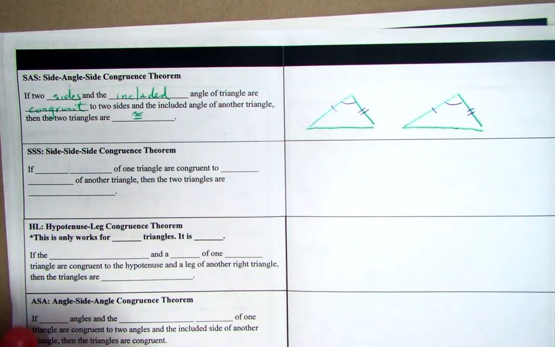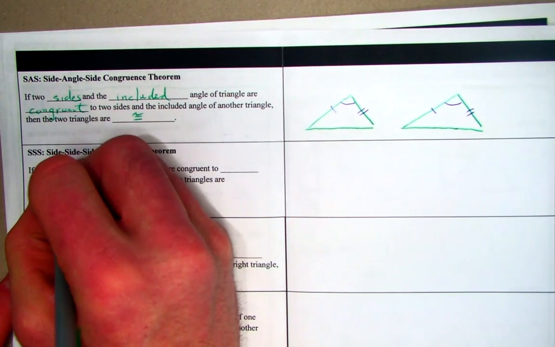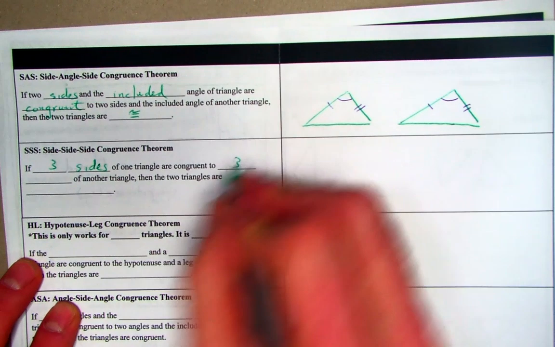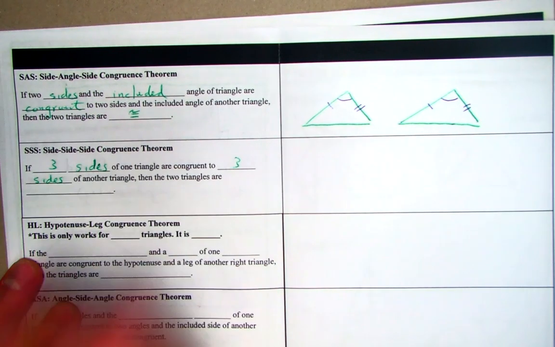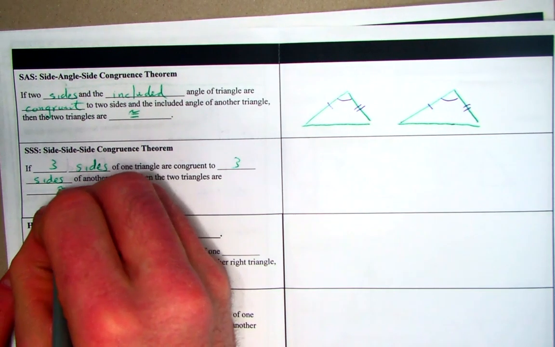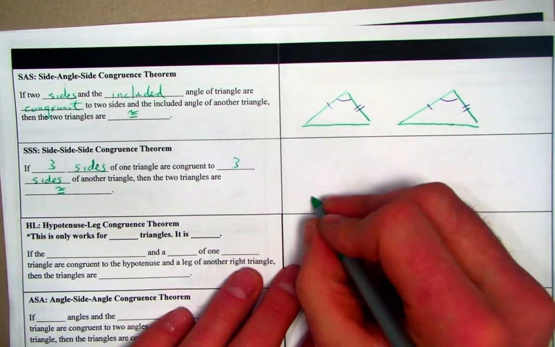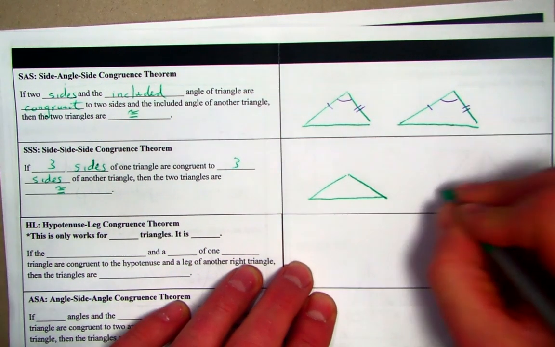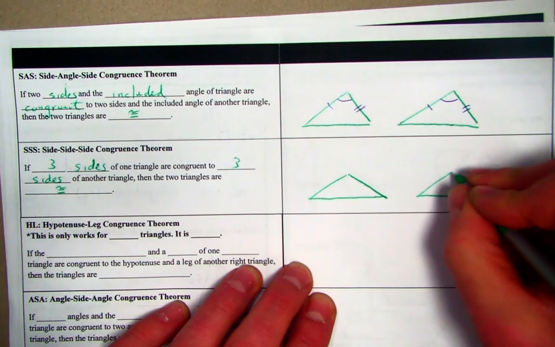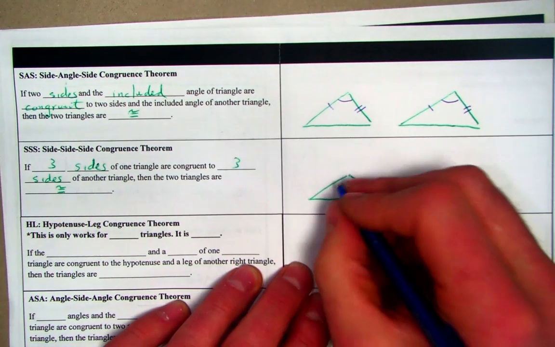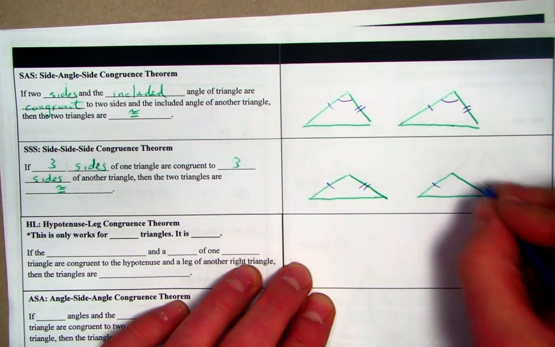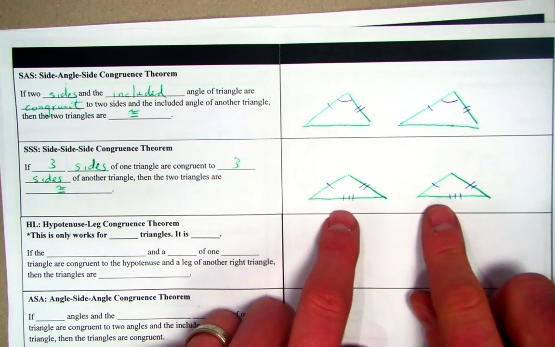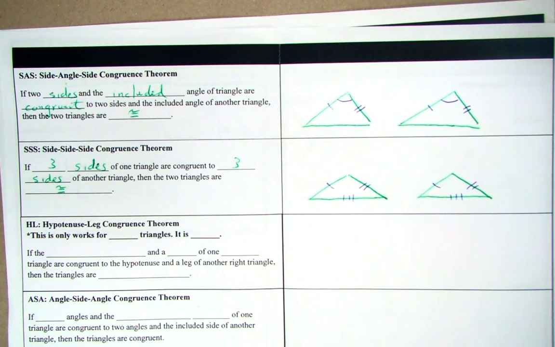All right, side-side-side. This time it says if three sides of one triangle are congruent to three sides of another, then those two triangles are going to be congruent. And again, you're going to see diagrams where the two triangles are marked with three pairs of corresponding sides. If that's all the information you're given, then those two triangles have to be congruent.